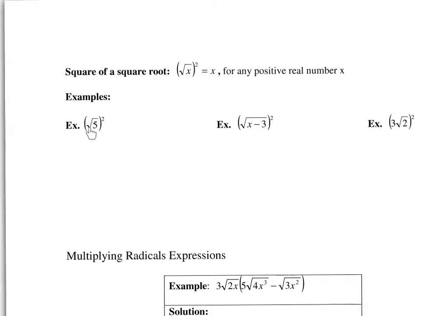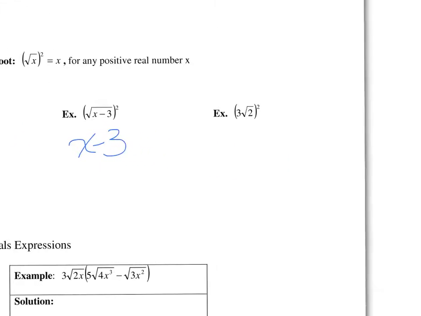So the square root of 5 is some kind of decimal number we can make an approximation with, but whenever I take that number and I square it, I'm going to get 5 back because that's the definition of what a square root is. The square root of x minus 3, when I square it, will still be x minus 3 because the square root and the square cancel each other.